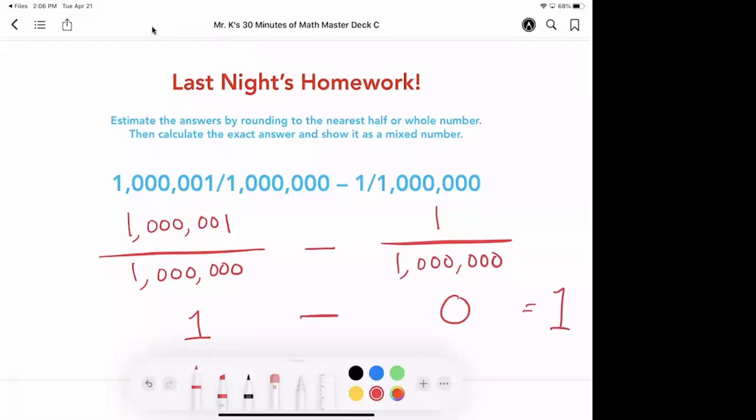And if you'll notice, we can do the exact problem as well. 1,000,001 1,000,000ths minus one of those would just be 1,000,000 1,000,000ths, which is 1. Well done, guys. Well done. It looks like everybody got that.